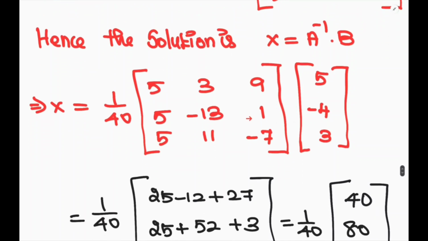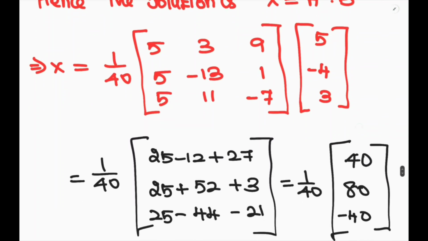So multiply them. This is 3 by 3. This is 3 by 1. So we can do multiplication because this column and this row are same, right? So first row, first column. 1 by 40 into 5 5s are 25. 3 into minus 4 minus 12. 9 into 3 plus 27.